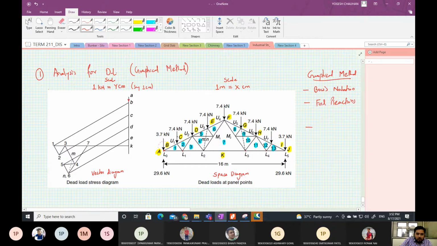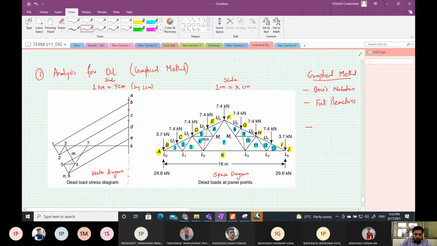Okay. Then from B to C, when you go B to C, there is one more load, 7.4 kilonewton. So you draw a line which is 7.4 centimeter, and the direction of the load is downward. Then from C to D, again 7.4, so again draw a line of 7.4 centimeter in the downward direction. Okay, likewise you draw all the lines. The same thing will be reflected below this K. It will be a mirror of this.